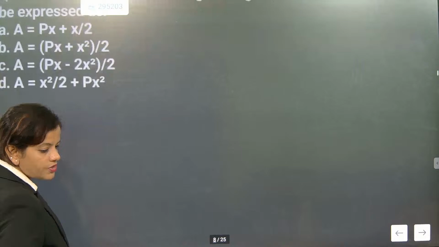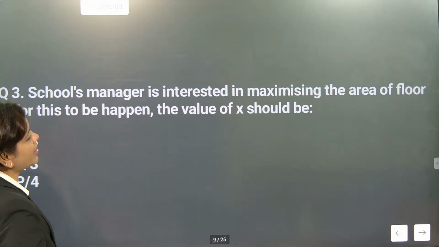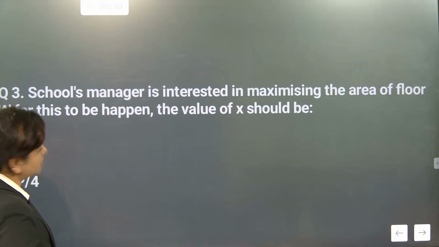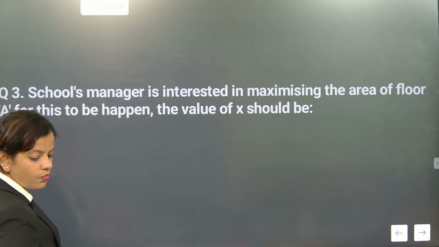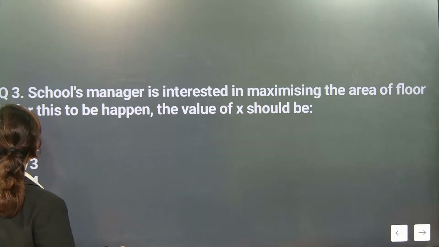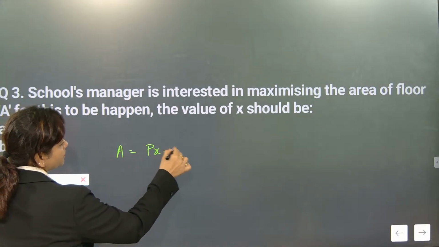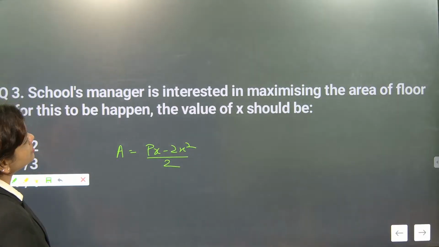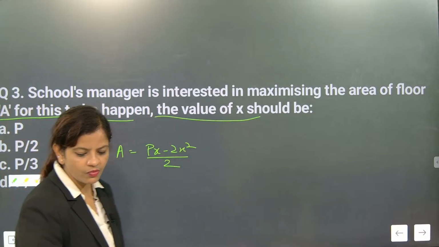This is the second part of the question we have done. Now the third part of the question is: the school manager is interested in maximizing the area of the floor. For this to happen, find the value of x. For maximization of the area, what equation did we get? We got the area equation as A is equal to px minus 2x square by 2. For this to happen, the value of x will be what?